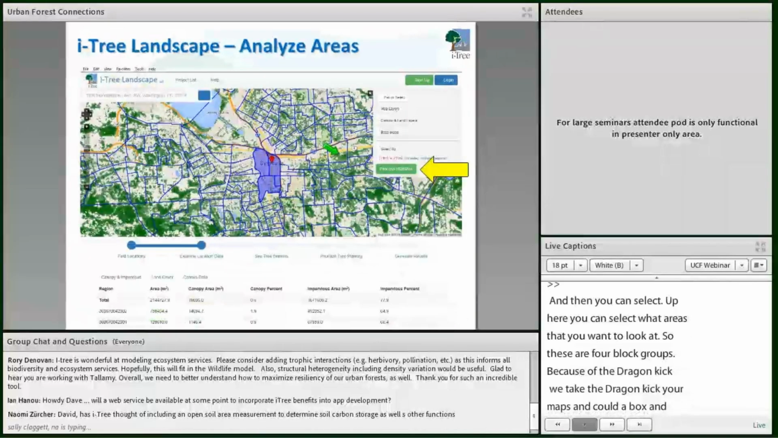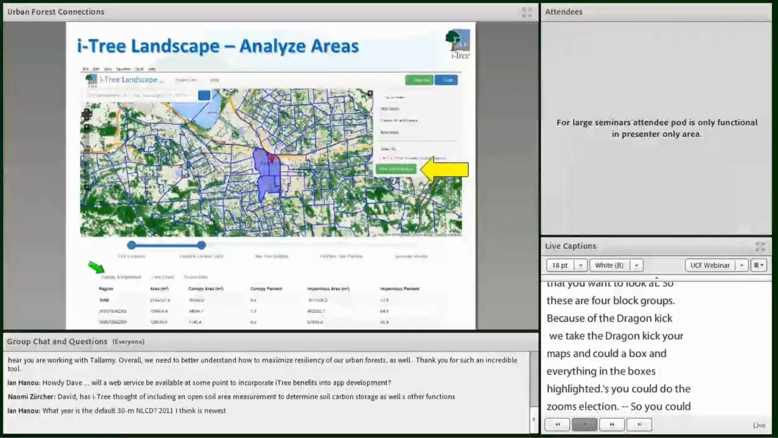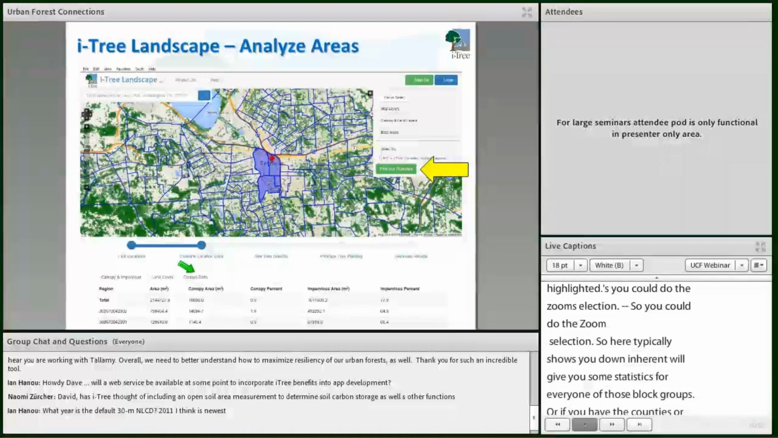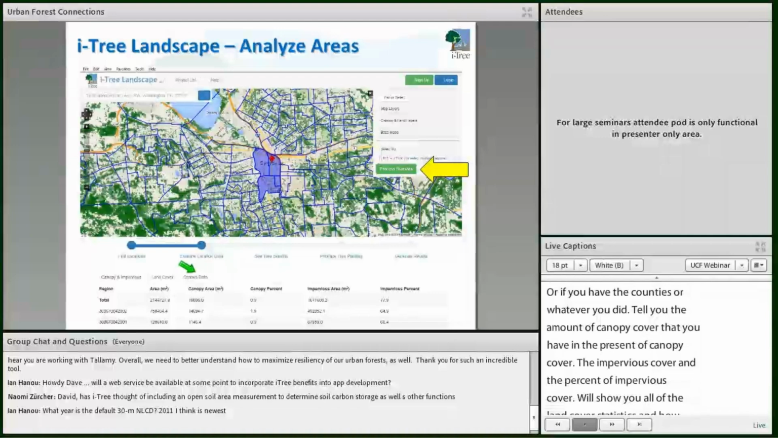Then what happens, I'm not going to show you a lot of this, there's a process statistics button. It basically shows you down in here, it'll give you statistics for every one of those block groups, or if you did the counties or whatever you did, it'll tell you the amount of canopy cover you have, the percent canopy cover, impervious cover, and percent impervious cover. It'll show you all the land cover statistics, how much is forest, how much is developed, and it actually has not all the census data, but much of the census data for each of those block groups, how many people, minorities, income, education.